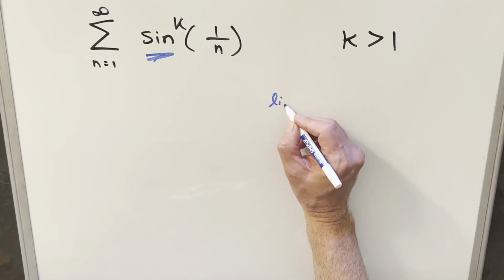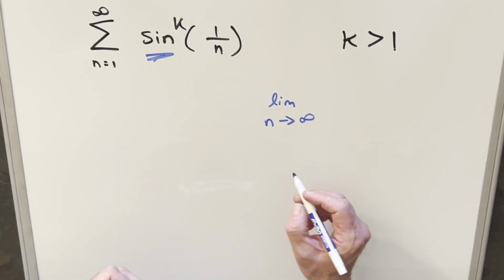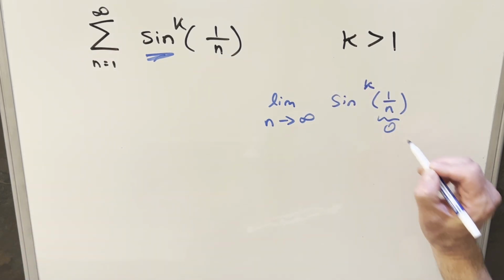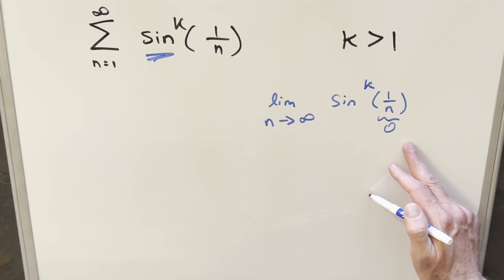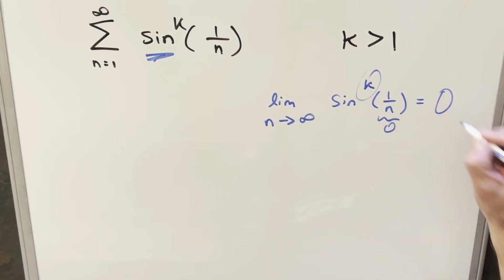So let's do this check first, where we check the limit as n goes to infinity of this thing. You'll notice when n is going to infinity, this part right here is going to 0. Sine of 0 is 0. The k is not going to matter. And so this limit is just going to be 0.